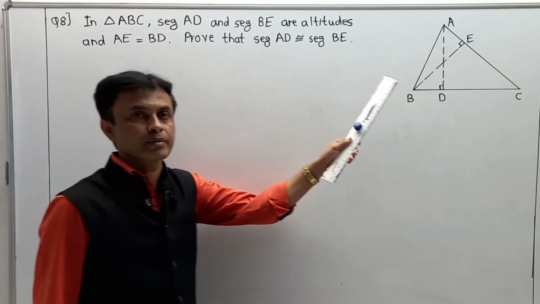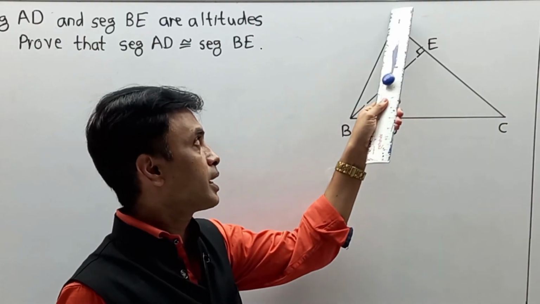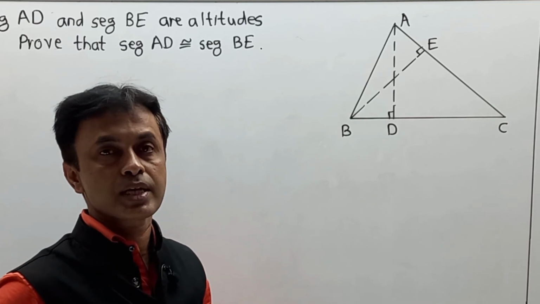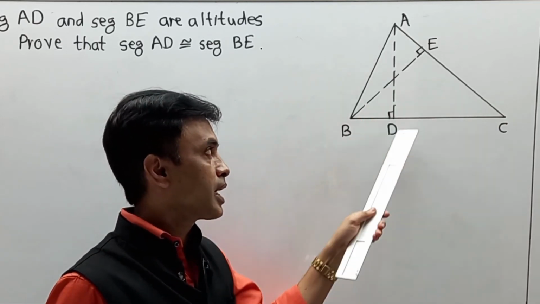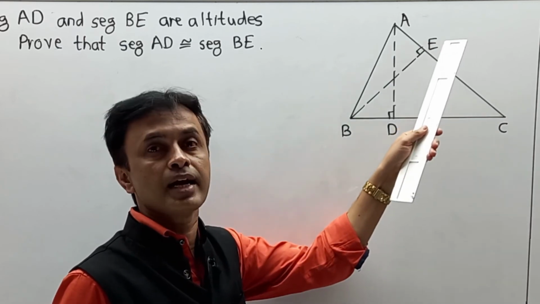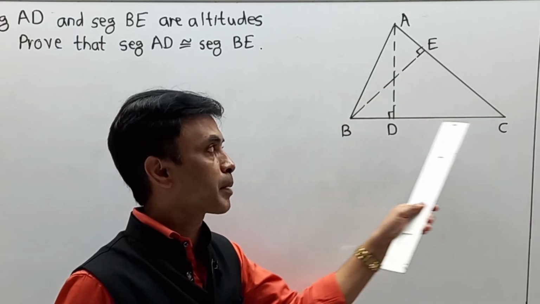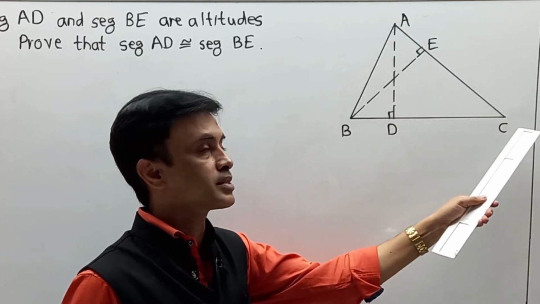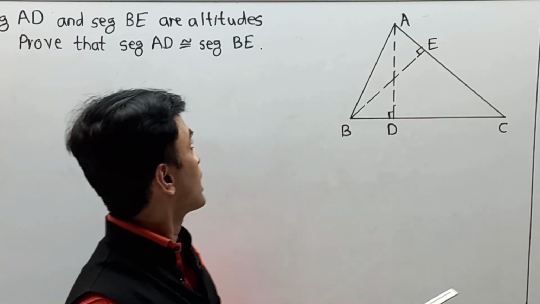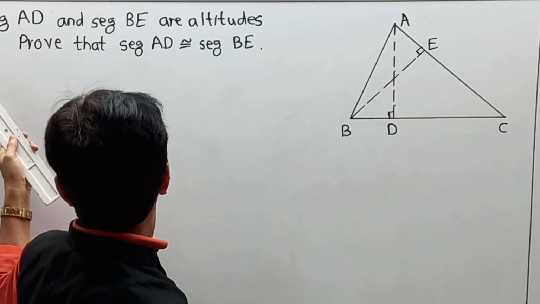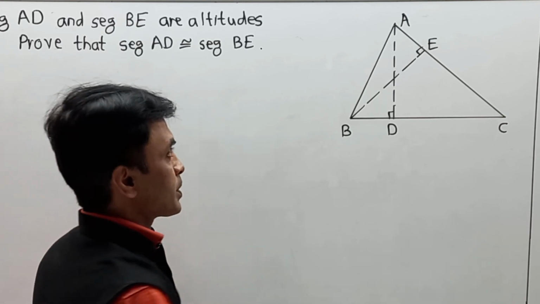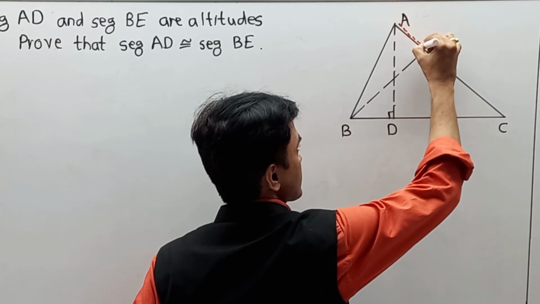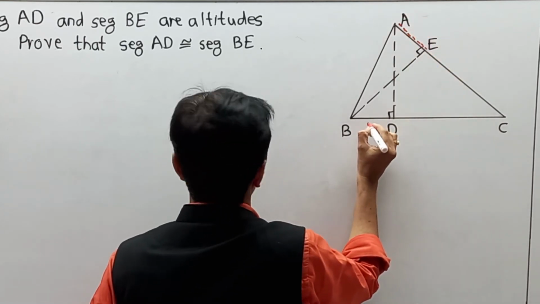Now, what is the part of a diagram they have given? Observe it. In triangle ABC, this is a triangle they have given to us, and in that case, they have given AD and BE as altitudes, means they have given AD perpendicular to BC and BE perpendicular to AC. They have also given one additional part, and that part is segment AE is equal to BD. AE means this side is equal to BD means this part.